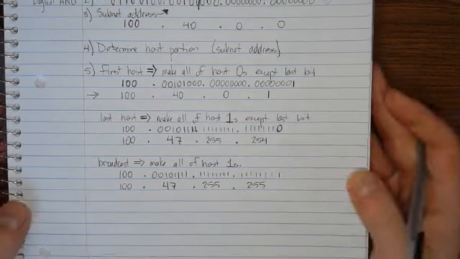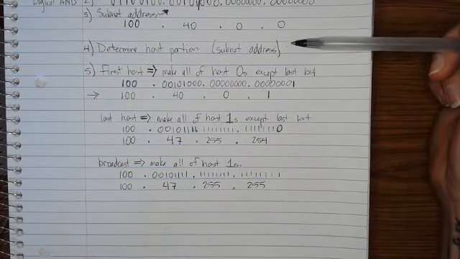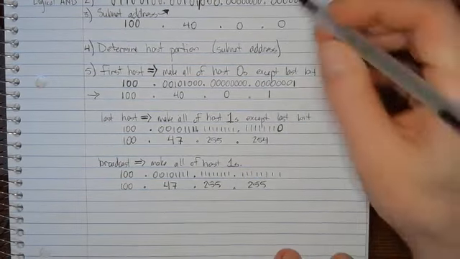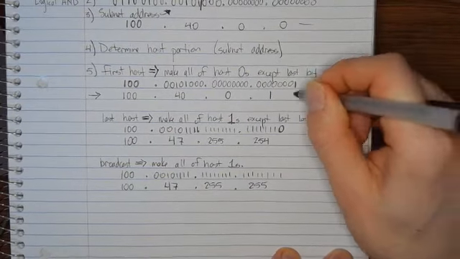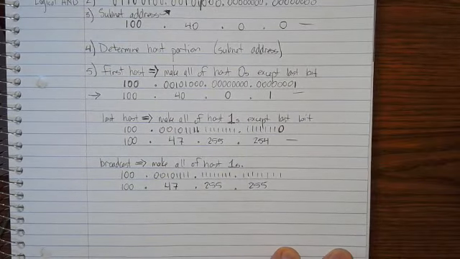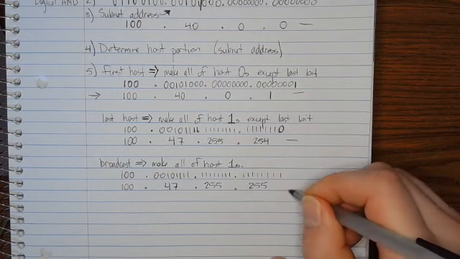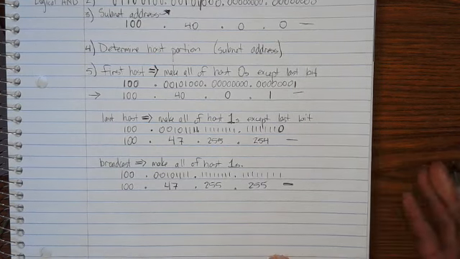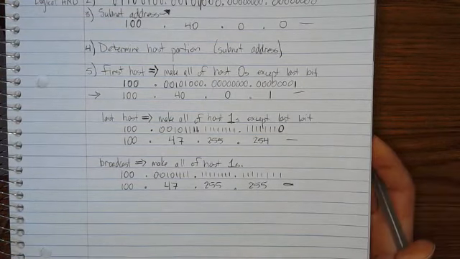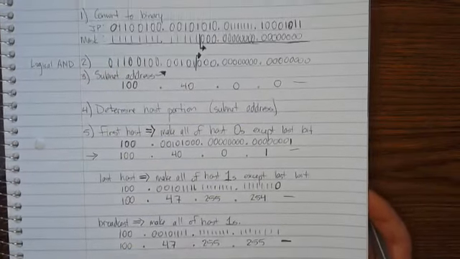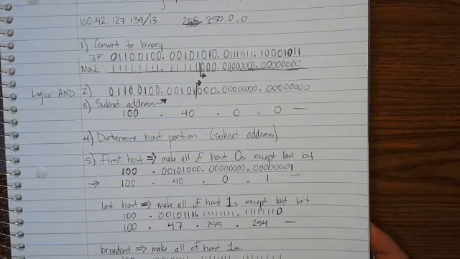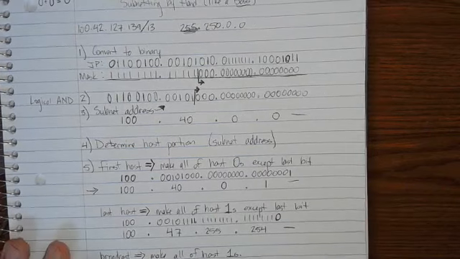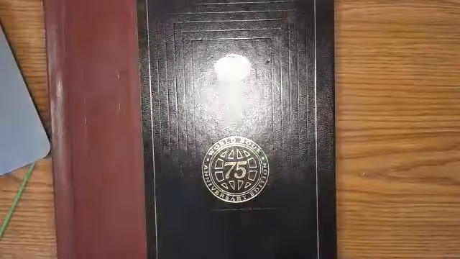So there we go. We calculated our subnet address. We calculated our first host and our last host, which gives us the host IP range, and we calculated the broadcast address. So that's the procedure. I want to do one more example here, just to avoid any kind of confusion.